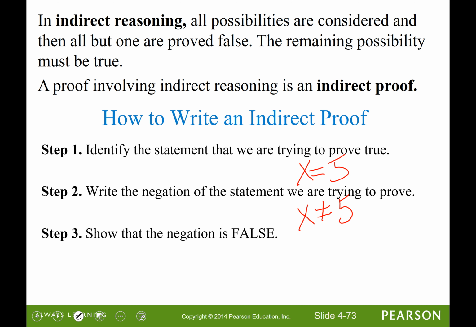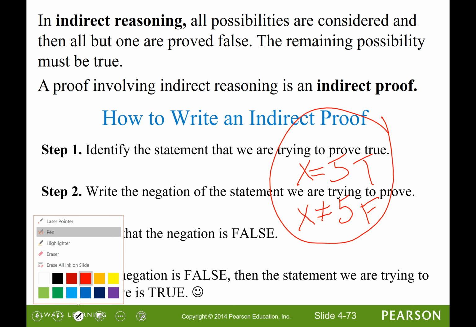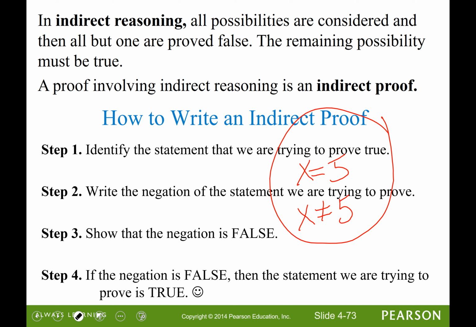Then you would have to show that your negation is false. If the negation is false, then the statement we are trying to prove has to be true. Remember, that is because negations have opposite truth values. So let me talk about the possible outcomes. If this one you can prove false, then this one would have to be true. The only other scenario when you're talking negations would be if this one ends up being true, then this one is false. It has to be one or the other. A statement and its negation have opposite truth values.